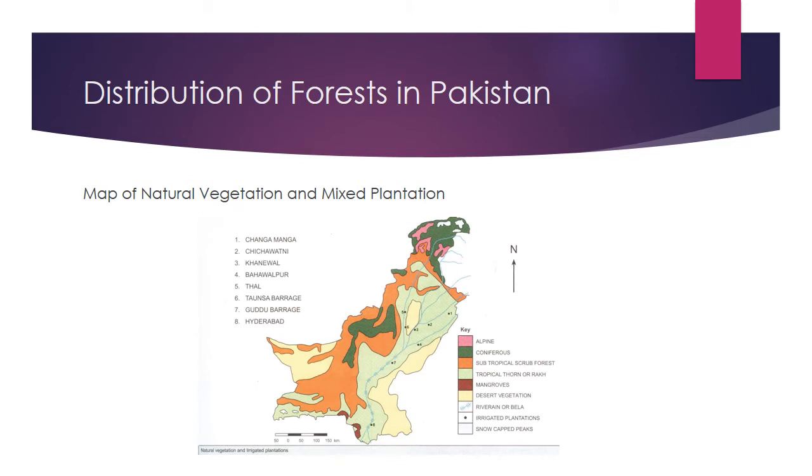Riverine or bela forests are protection forests. We can see these forests on the banks of rivers, specifically on the banks of river Indus in lower Indus plain. Then irrigated plantations are being shown with dots and numbering 1, 2, 3, 4, and you can see number 1 is showing Changa Manga, it is near Lahore. Then number 2, 3 Chichawatni, Haneval, Bahawalpur, Thal, Taunsa Barrage, Guddu Barrage and Hyderabad. So through this map you can see the distribution of different types of forests located in different areas of Pakistan.